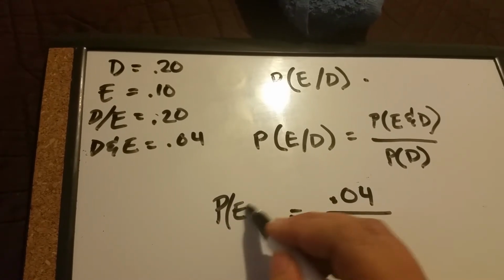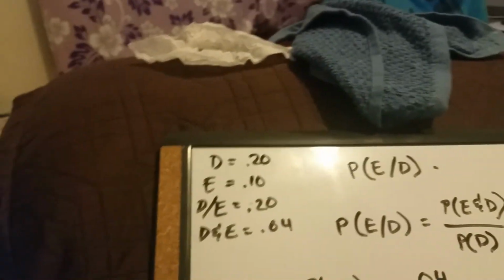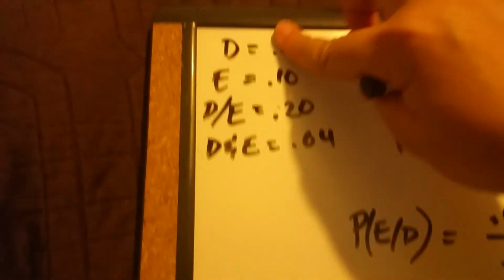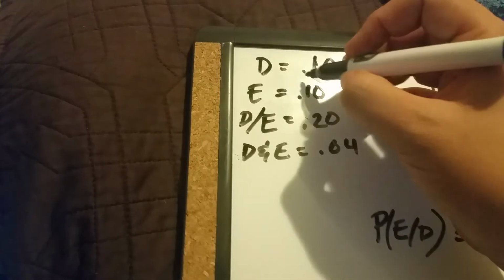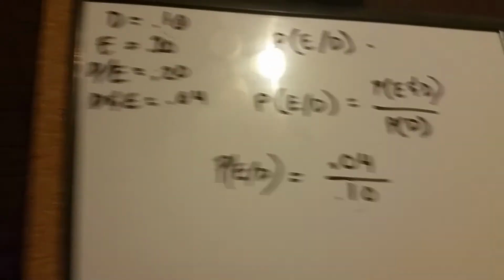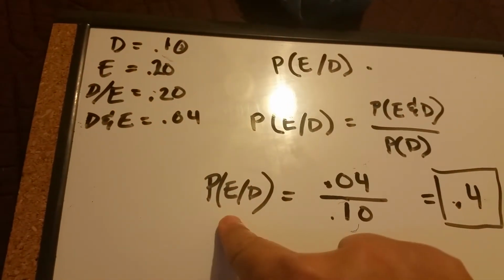Okay, so this is what we're left with right now. We divide that by this 0.04. Oh, I'm sorry. The D. Wait a second. Let me make sure I've got this right. Sorry, I've got that wrong because I wrote that wrong when I put it back. This distance learning class is 0.10. And the part-time students were 20, so I wrote it down. Okay, so this is going to actually be 10. So 0.04 divided by 0.10 equals 0.4. So the probability of E given D would be 0.4. That would be for mine.